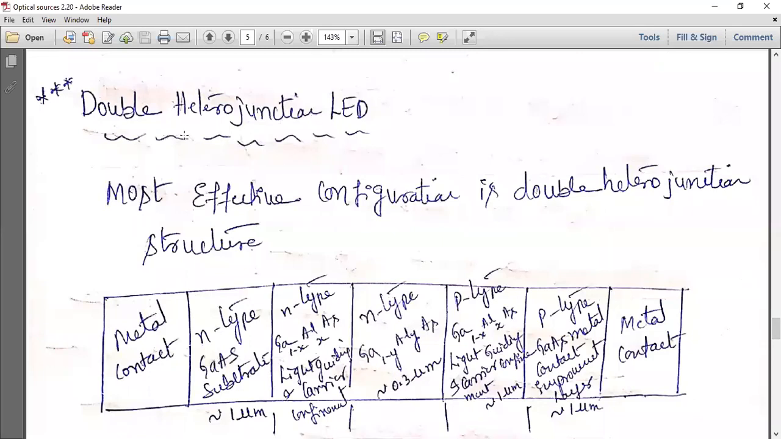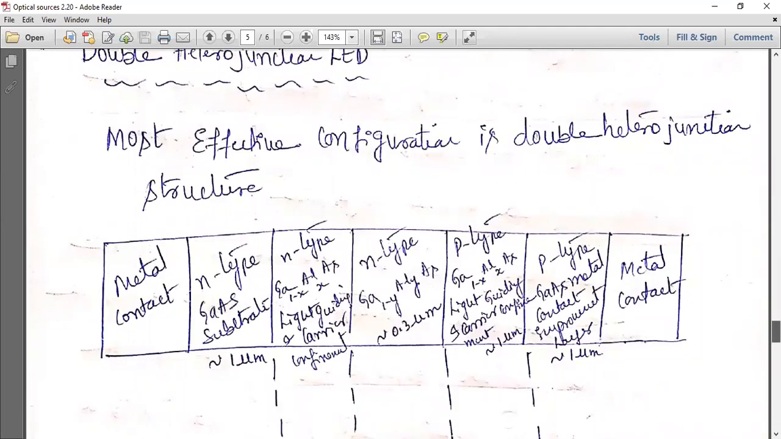In case of double heterojunction, we know the heterojunction and we know double. So this is n-type material and this is n-type material, and this is a metal contact to which you can connect. Your n-type material will be gallium arsenide. Your other n-type material is gallium aluminum arsenide. So this is gallium arsenide and this is gallium aluminum arsenide. These two are different materials.